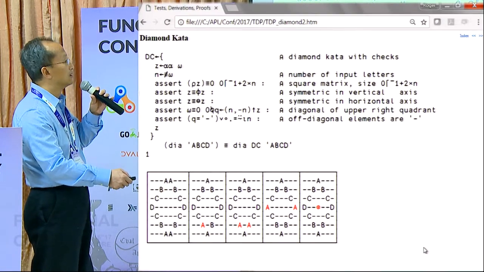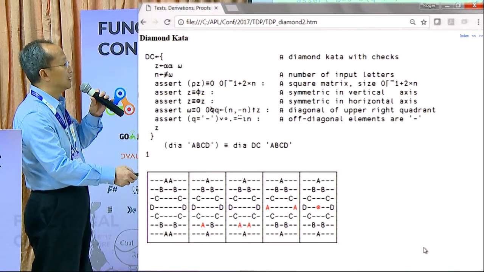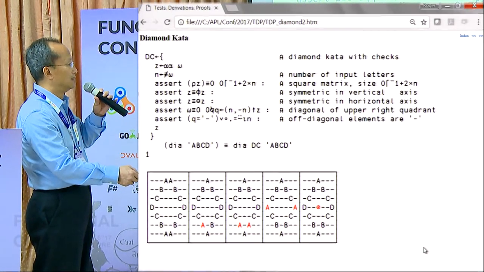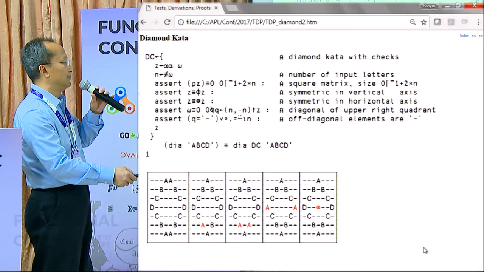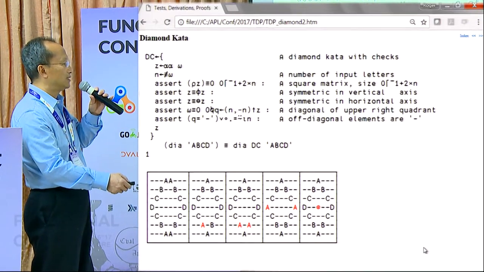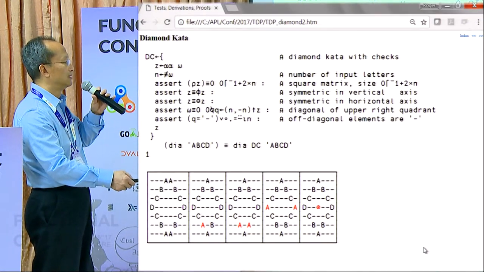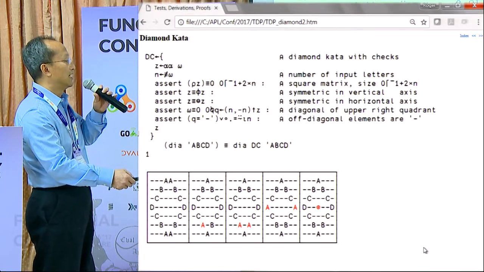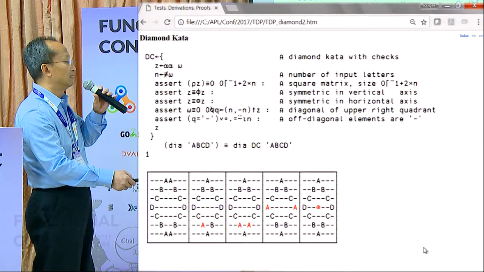And here, the upper right quadrant would not be the input letters, which are A, B, C, and D. And here, in the upper right quadrant, the off-diagonal entries are not all dashes.